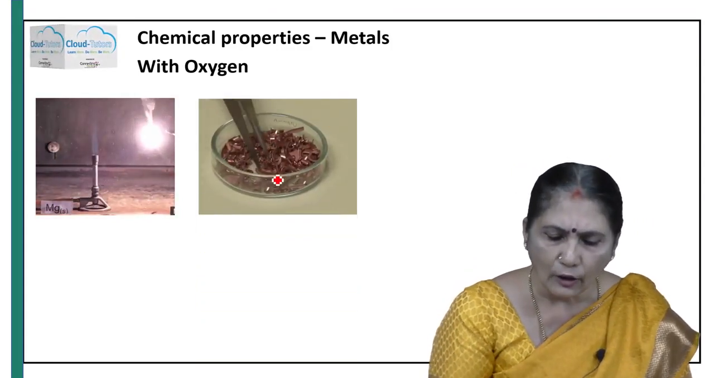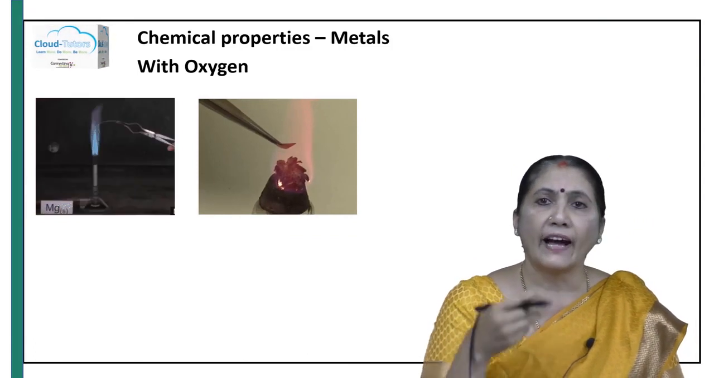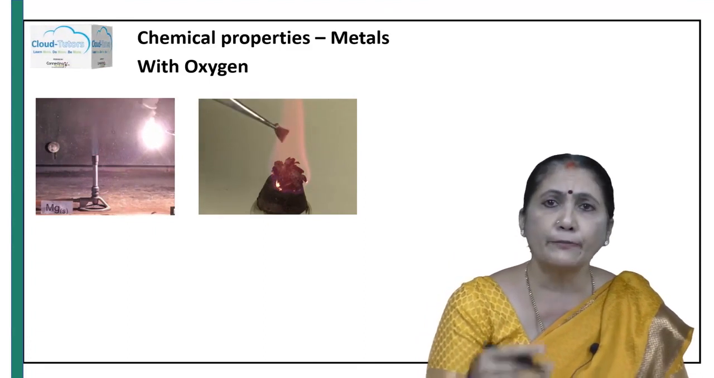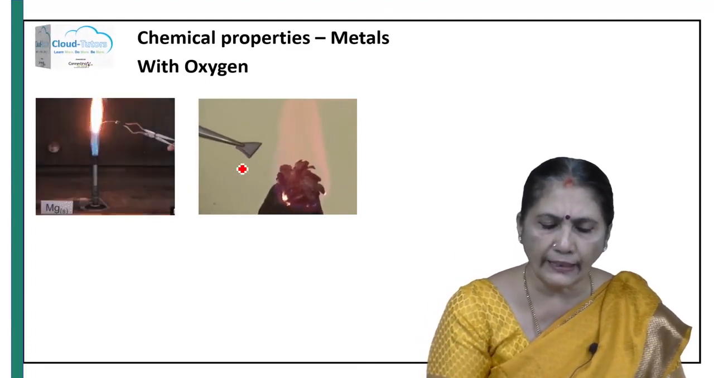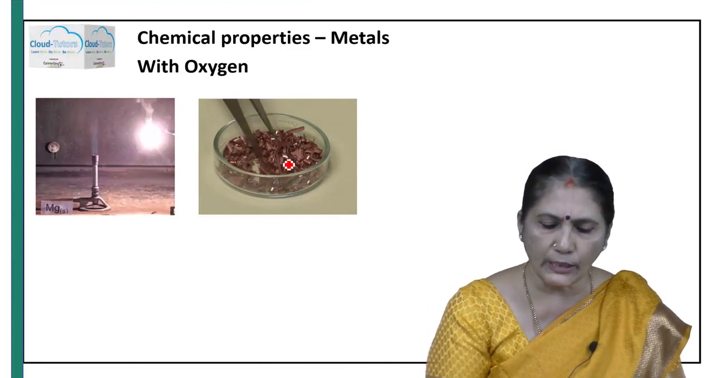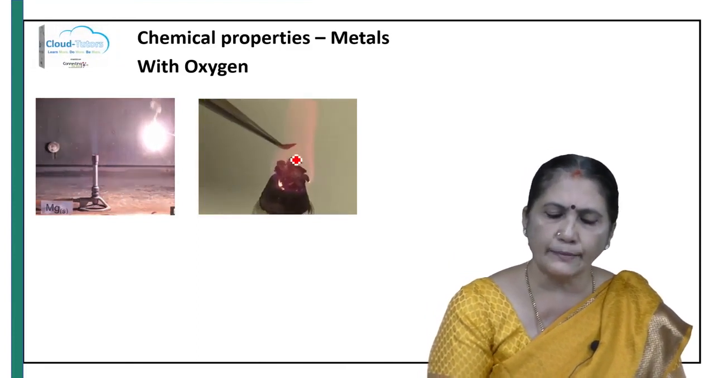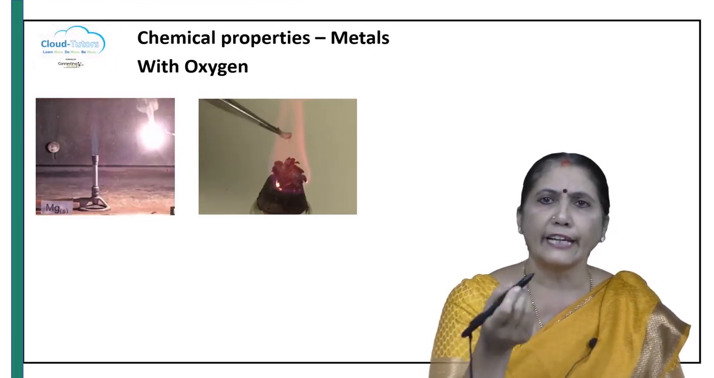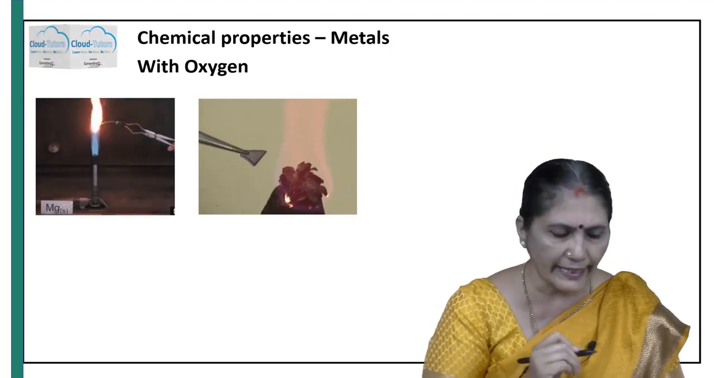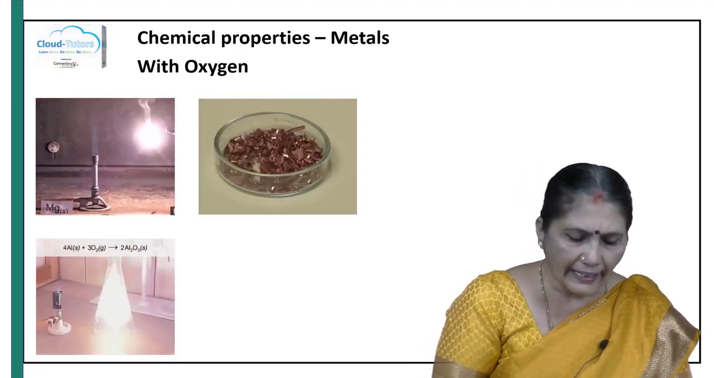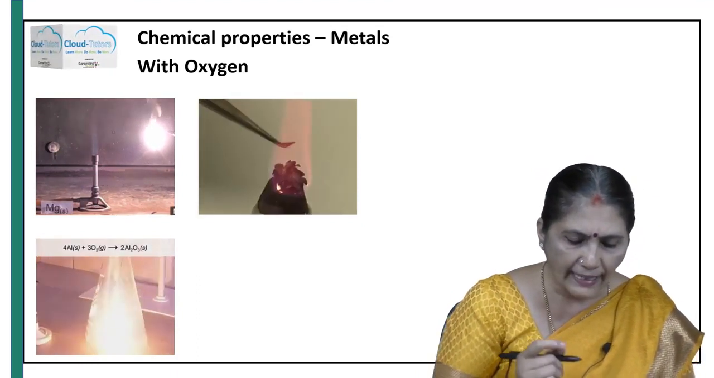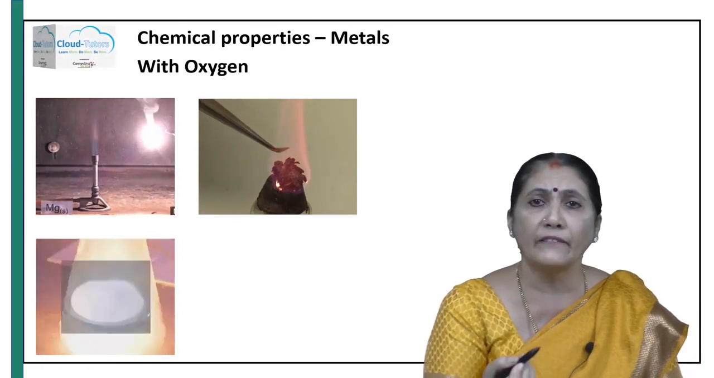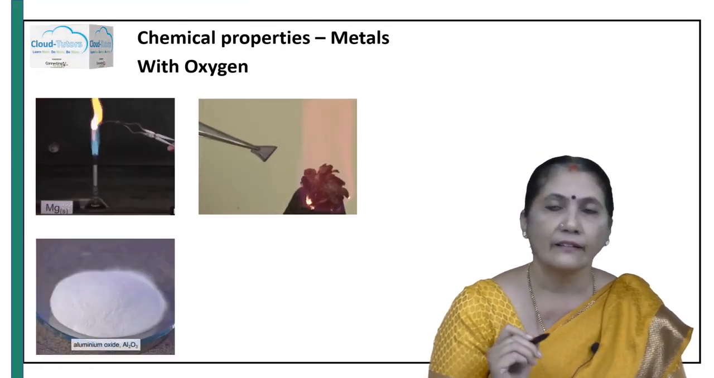If I take copper turnings and bring them into a burning spirit lamp, immediately the copper turns black in color. The substance which is brown initially, when it reacts with oxygen, gets converted into black, resulting in the formation of a compound called copper oxide. Now, if I take aluminium metal and make it react with oxygen, it results in the formation of alumina, which is given by Al2O3.